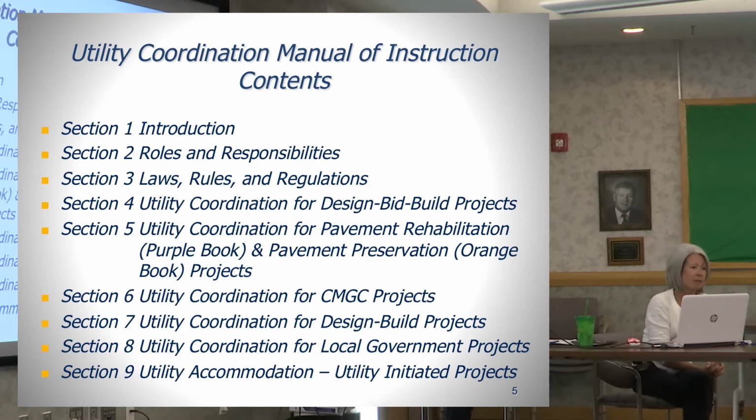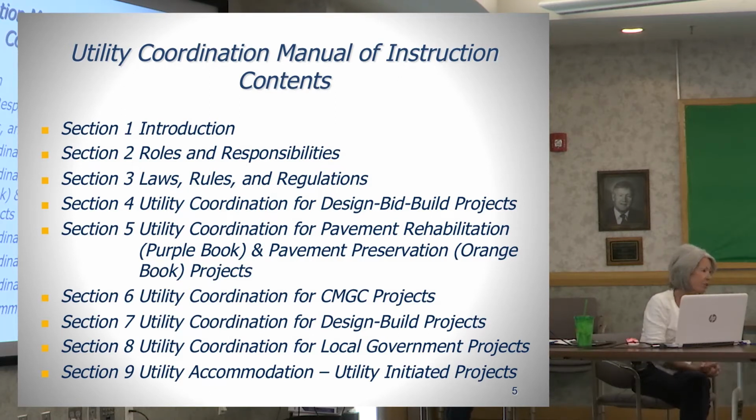There's a section on roles and responsibilities, a section on laws, rules, and regulations, including numerous hyperlinks to source documents. There's an overview of the laws and the regulations, and then a link to the source documents. A section on utility coordination for design bid build projects. Section 5 is utility coordination on purple and orange book projects. It's been updated to match the 2014 guidelines for those projects. A section on CMGC projects, design build projects.